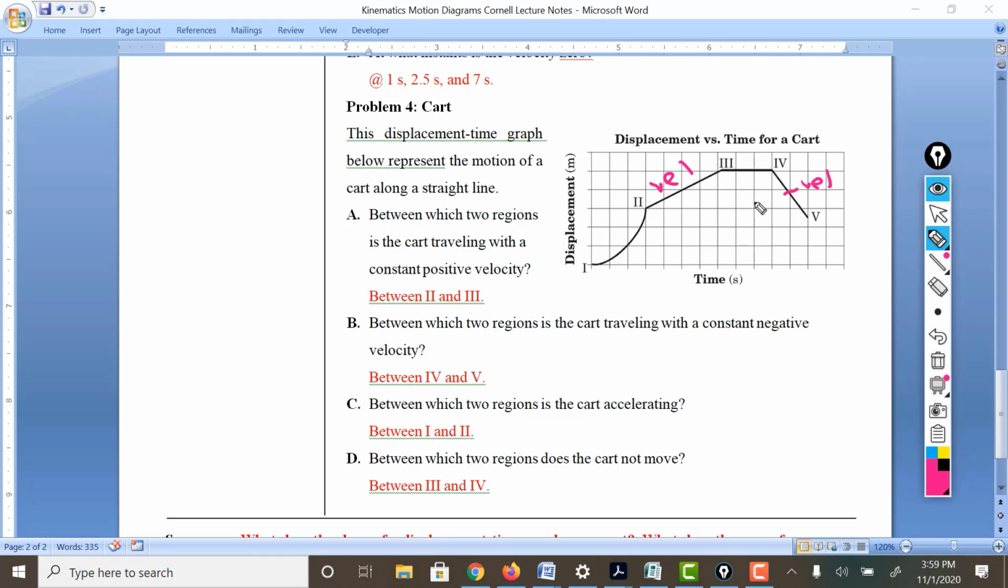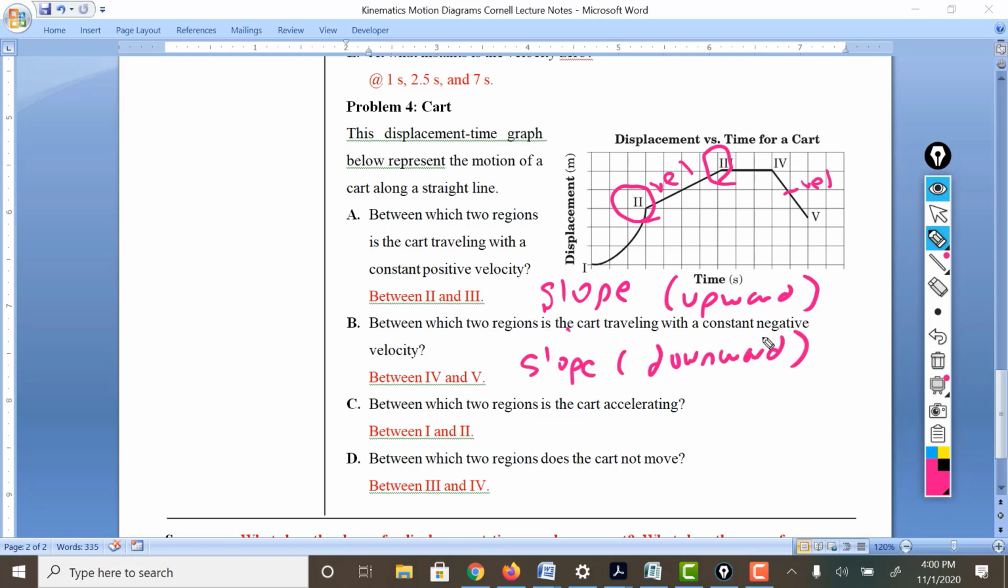Let's look at the questions. Between which two regions is the car traveling with a constant positive velocity? Oh, well, there you go. How do we know? Because it has a slope, and it has an upward slope. Remember, this is only true for displacement versus time. Velocity versus time is different. When is it traveling with a negative constant velocity? Well, again, a straight line, not a horizontal one, but one with a slope. But this one is going downward. So between 4 and 5.